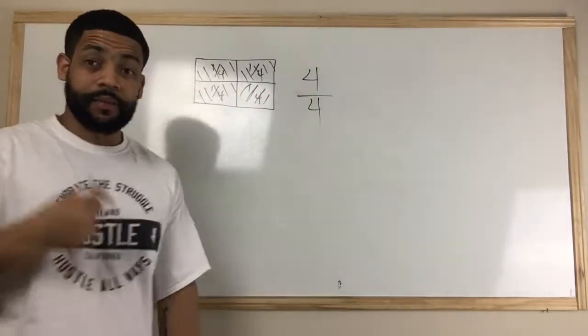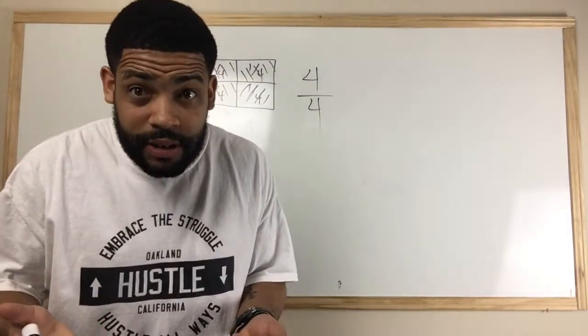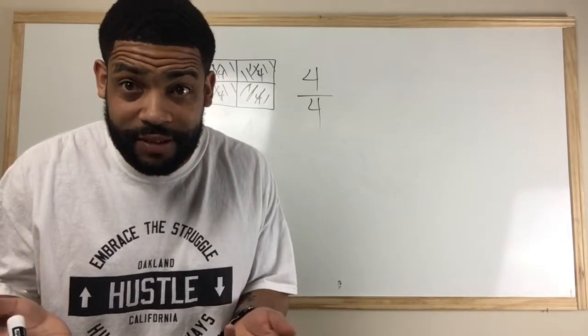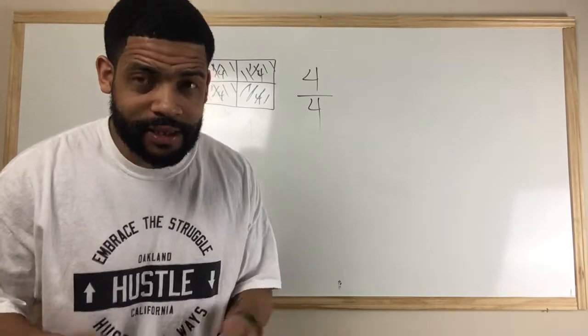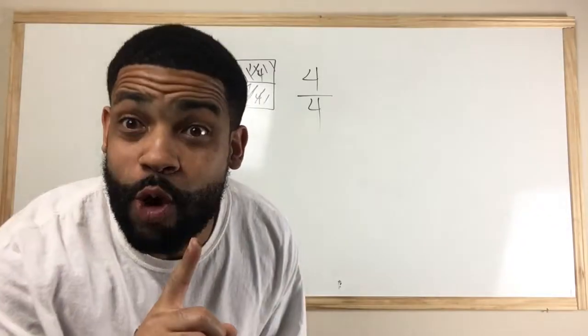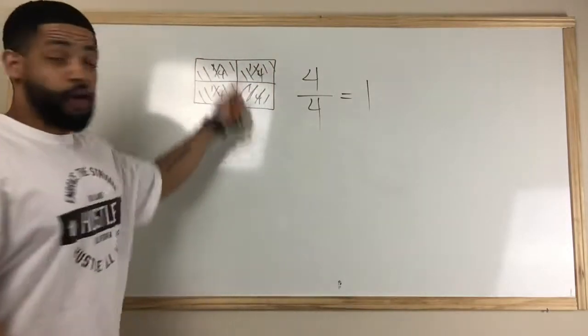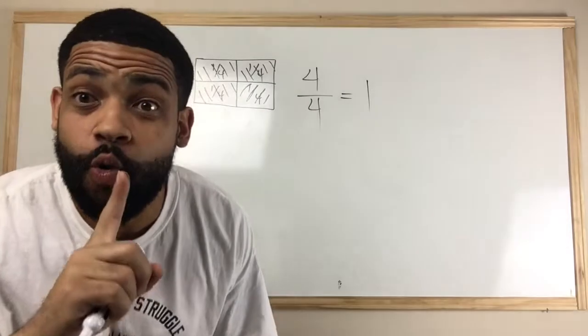Guess what? I'm going to give you a little tip. They don't tell you this in 3rd grade, but a fraction bar represents division. And anytime you have a number divided by itself, it equals 1. So if I have 4 1/4 pieces shaded in, it equals 1.